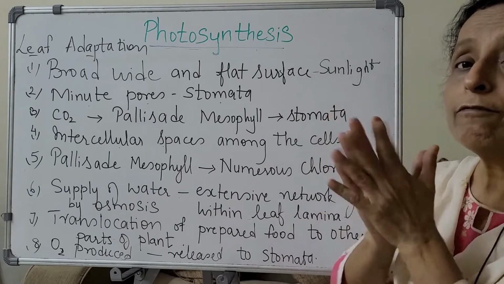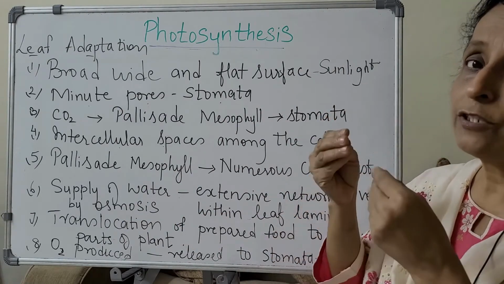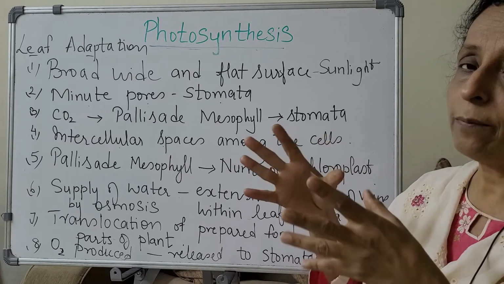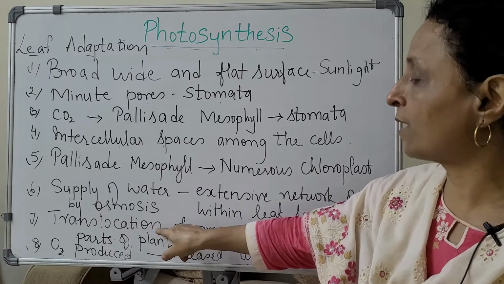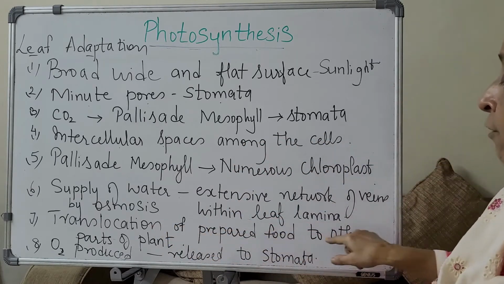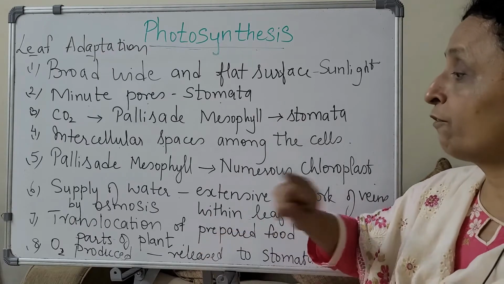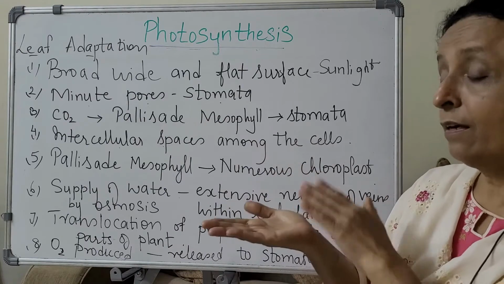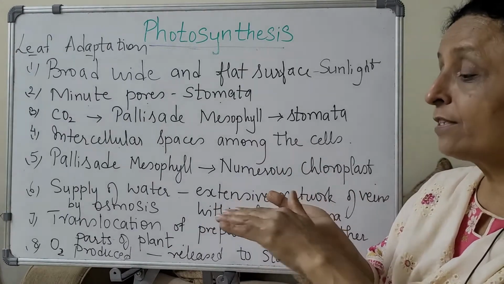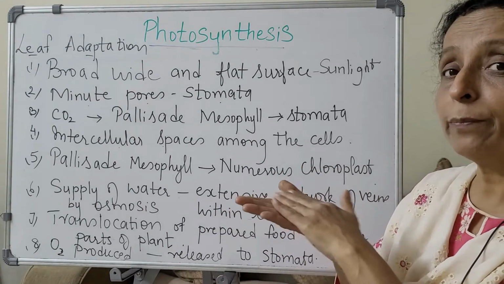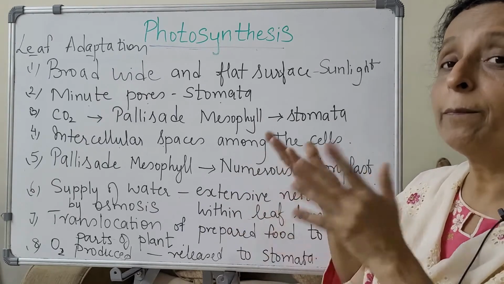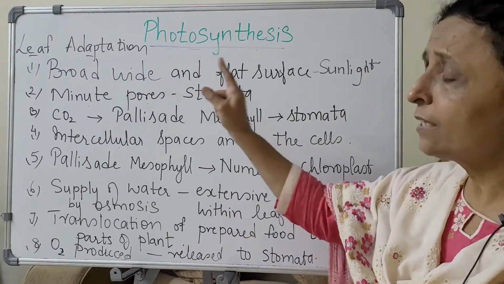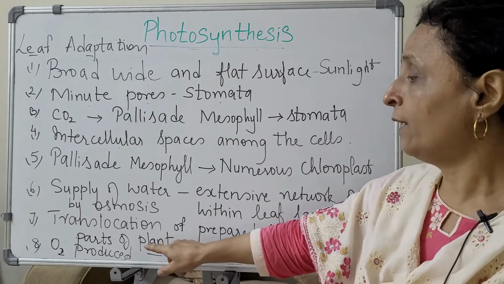Now whatever food has been prepared has to be translocated, supplied to different regions. So translocation of prepared food to other parts of the plant takes place with the help of phloem in the leaf. So the leaf is able to conduct the food prepared there to different parts. That's the adaptation of the leaf.